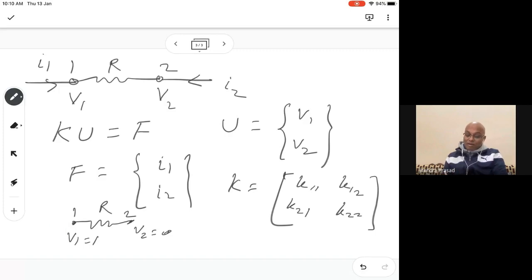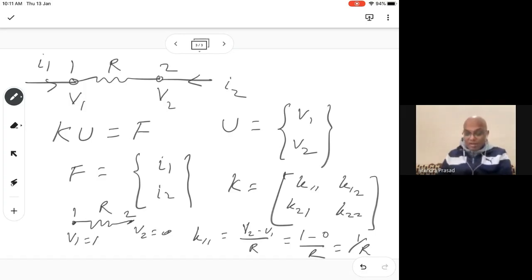So K11 will be equal to what? It is the potential difference, V1 minus V2 over R, since the current flows in this direction. But we know V1 is equal to 1 and V2 equal to 0, so it is 1 over R. So K11 equals 1 over R, right?